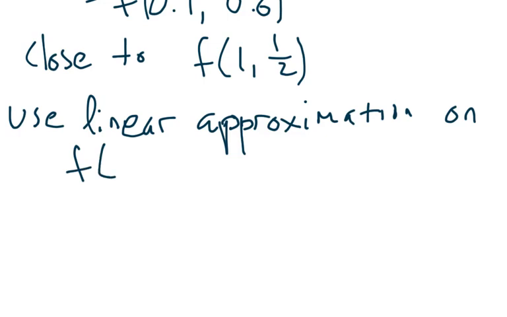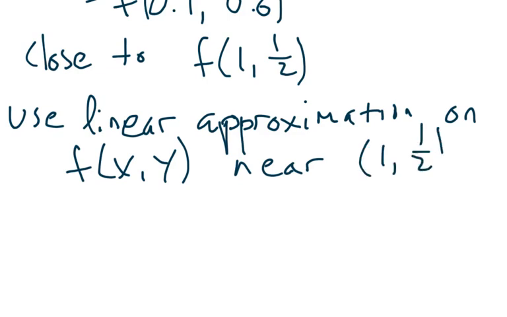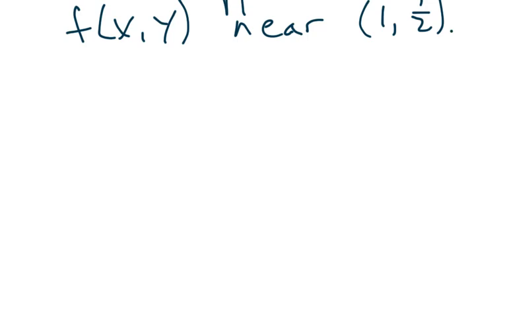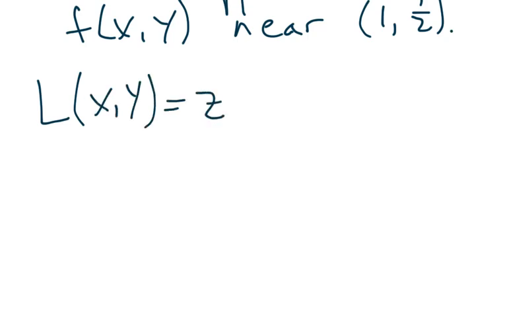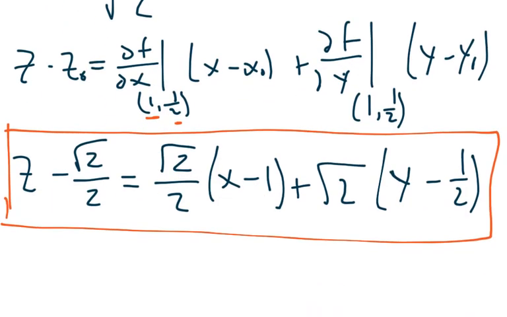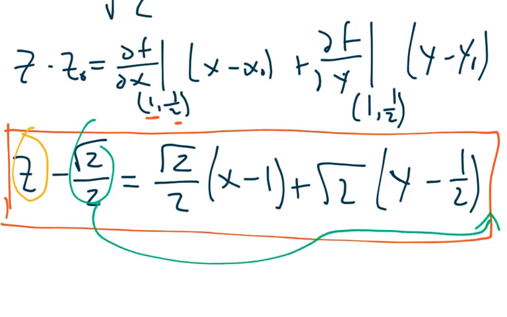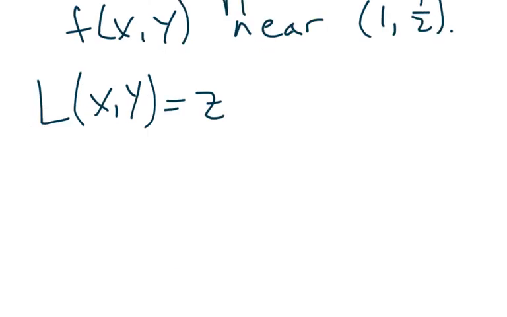On f of x, y near the point 1, 1/2. So the way we're going to do that is, if you remember our definition for L of x, y, well, L of x, y is just equal to z in our tangent plane formulation. It's just equal to this z. So what we're going to do is grab this one and bring it over here, add it on to the end or the beginning, and then just solve for z. That's what the tangent plane is.